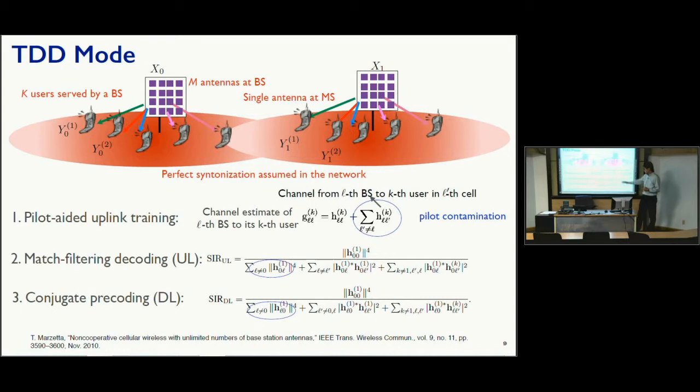And for uplink transmission, the base station will use the estimated channel, which is G, to do MRC receiver. And this is the uplink SIR expression. Because the channel estimation has error, there are certain terms in the interference term which correspond to the pilot contamination. And similarly, for the downlink, the base station will do conjugate or maximum ratio transmission based on the channel estimation. There will also be an interference term corresponding to the channel estimation error.